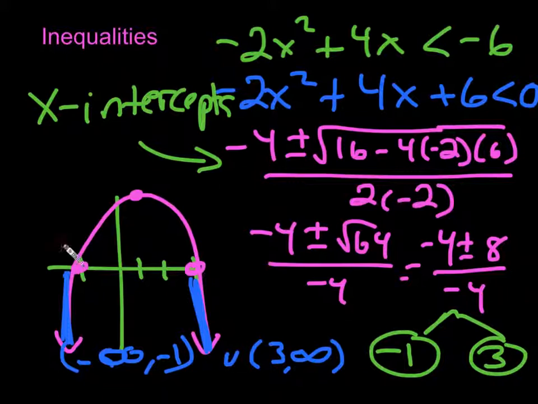okay, so these values here are greater than 0, right? This part of the parabola is greater than 0, so my answer would have been just one interval from negative 1 to positive 3. Negative 1 to positive 3 is greater than 0, but these two legs are less than 0. So let's do another example.